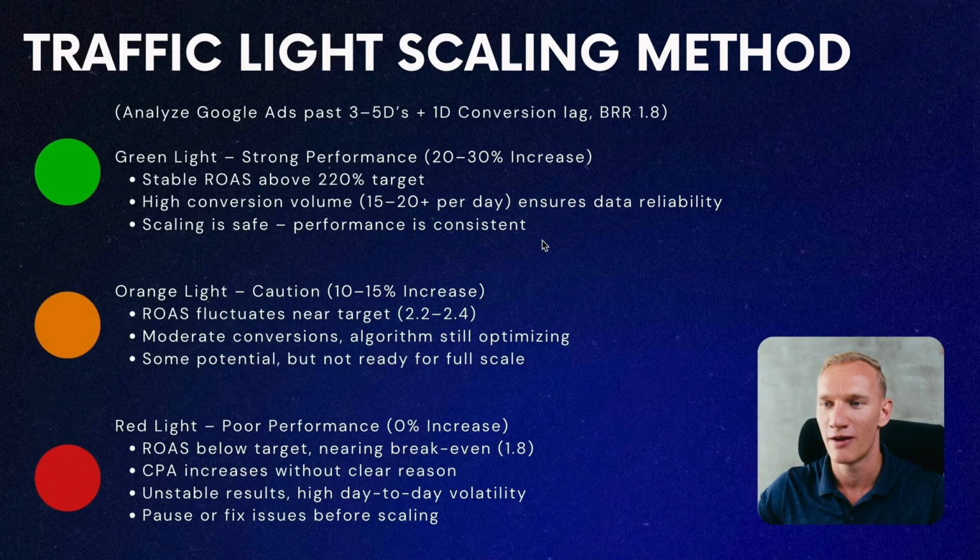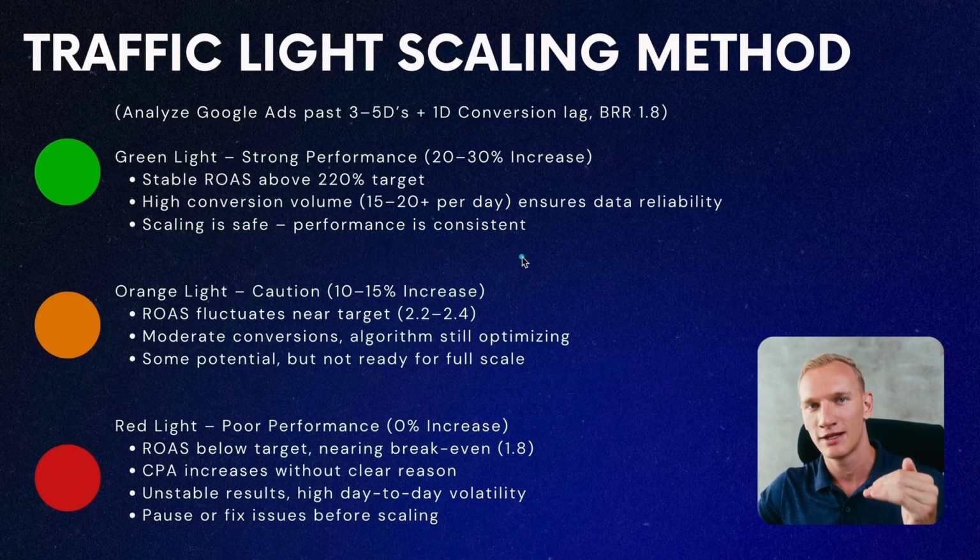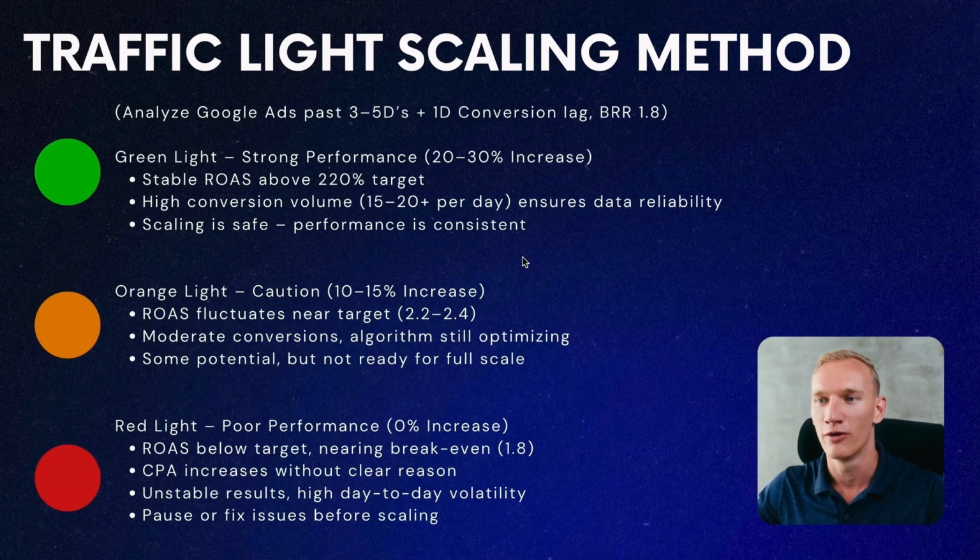They advise us to have at least 15 to 20 conversions per day, because in that case the Google pixel can ensure the best data reliability. That is very important to keep in mind: we only scale past this desired threshold if the profit margins are very good and there is enough volume coming in to make these decisions on reliable data. So when you go in the green light zone, scaling is safe because the performance is consistent. We consistently hit more than 220% of the target ROAS, which is a safe zone to scale.